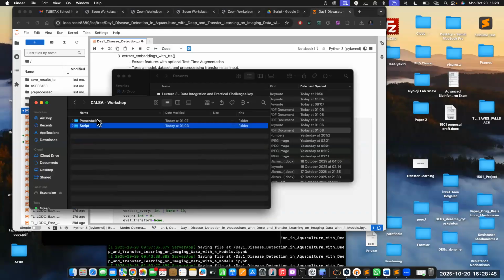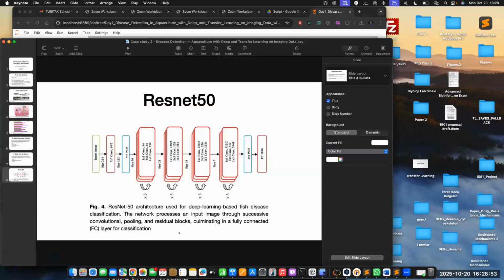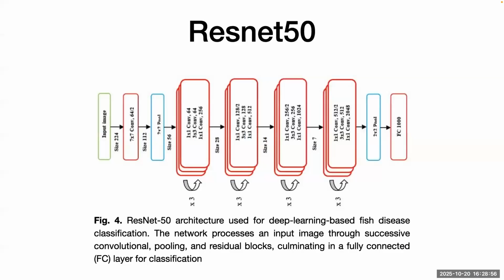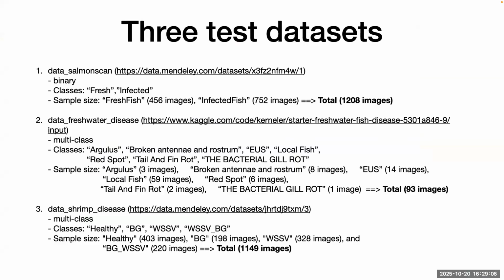And let's open its case study. And I will give you more detail about the datasets we use. But first, let's talk about our datasets. So, yes, we will use 3 datasets here, and in the first dataset, we have binary class. Classes are fresh fish and infected fish.